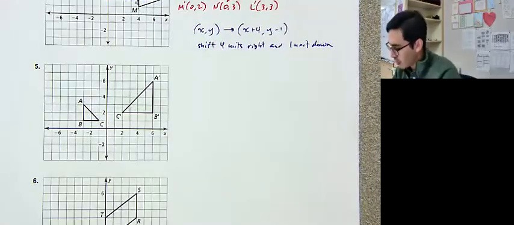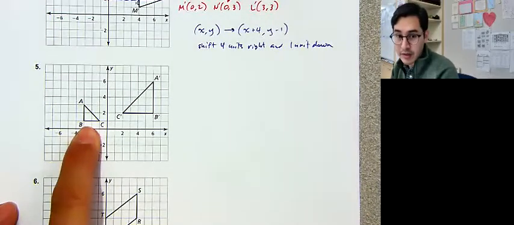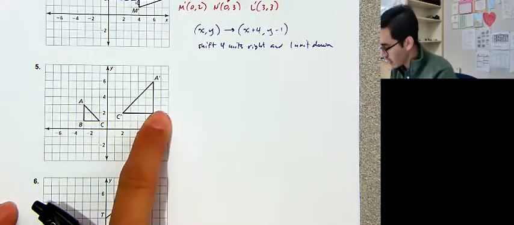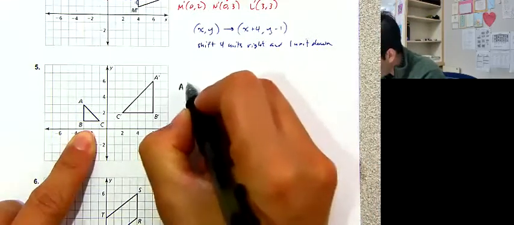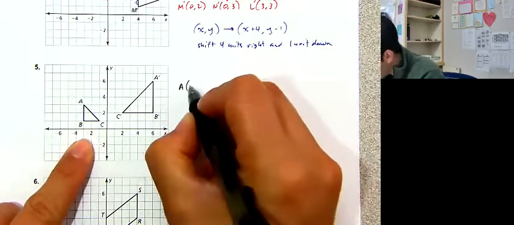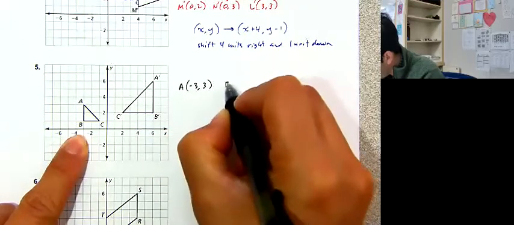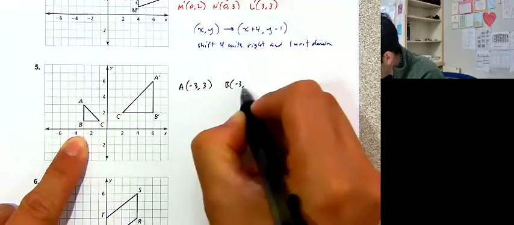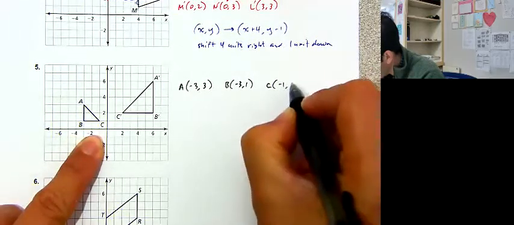Right, let's look at question number 5. So here's the pre-image, and then here's the final image. Let's go ahead and write the coordinates of the pre-image first. So point A is -3, 3. Point B is -3, 1. And point C is -1, 1.